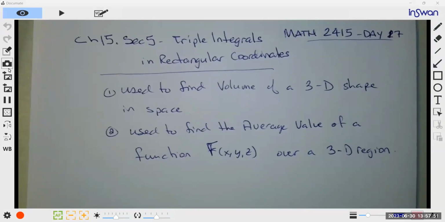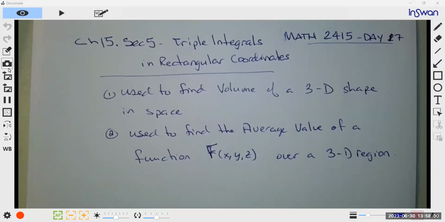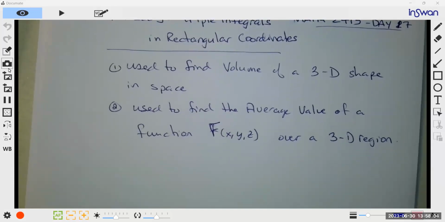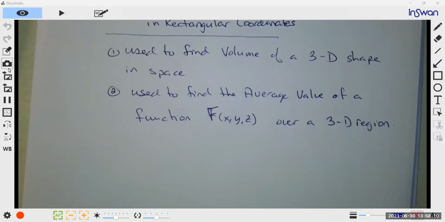And chapter 16 will discuss more complex uses of triple integrals. We're looking at vector fields, fluid dynamics, all this stuff. So we're going to see how things move across the surface of an object.